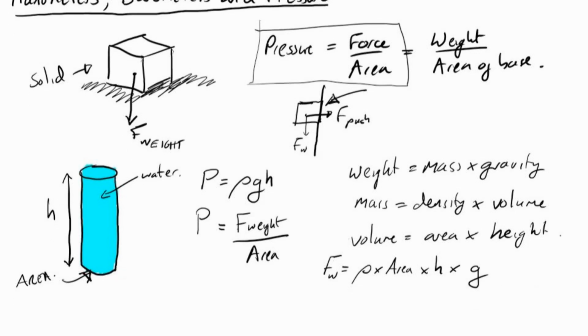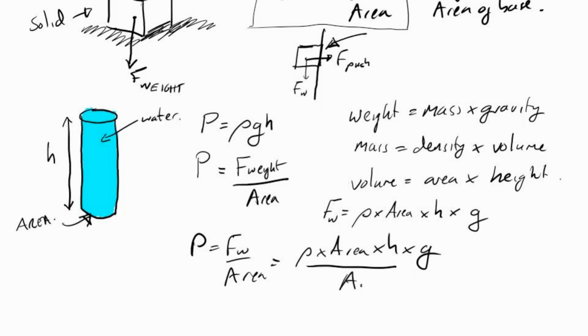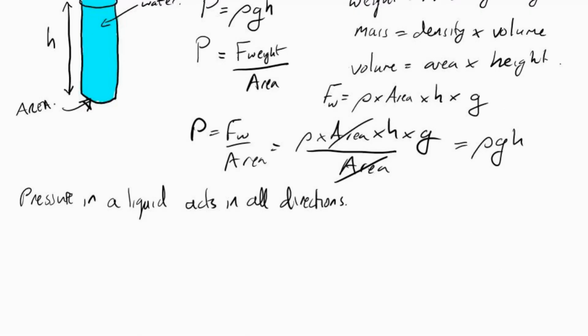And the pressure on this liquid is the force divided by the area. That's density times area times height times gravity, divided by the area. And those two areas just cancel out, and we're left with density times height times gravity, or density times gravity times height, exactly the same. So that's where that equation comes from. Even though pressure is force over area, what we find is that pressure in a liquid is density times gravity times height. And pressure in a liquid acts in all directions. Okay, so there we have the pressure from a liquid acting in all directions.